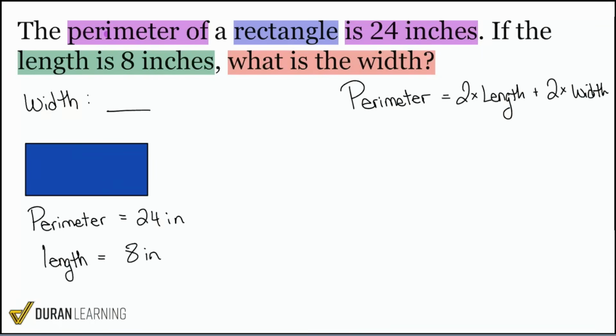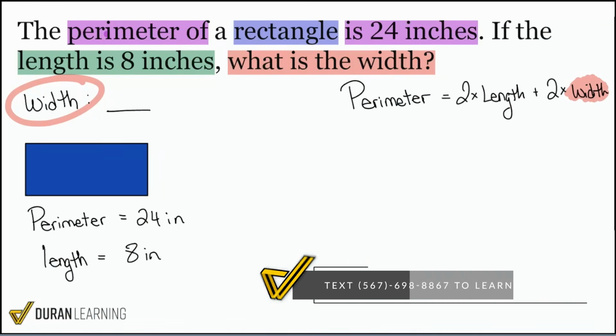Everybody, no matter what we are plugging in, which value are we not going to plug anything in for? Let's see who knows this. Which of these are we not plugging anything in for? The perimeter, the length, or the width? There we go. You guys are sharp. Yes, we are not going to plug anything in for the width. Remember, everybody, we are looking for the width. So this right here is going to stay as is.